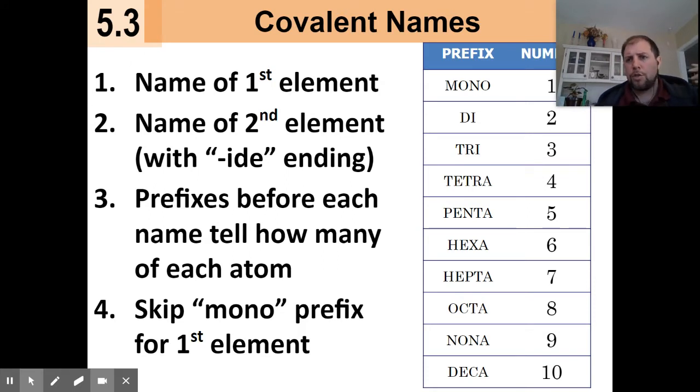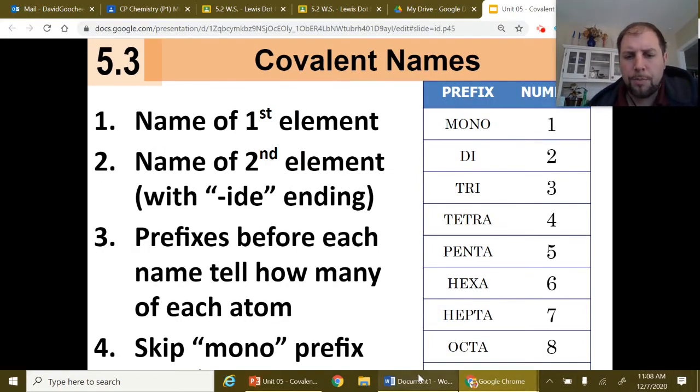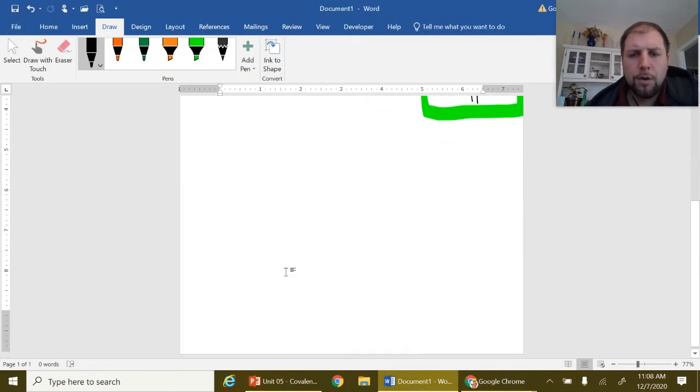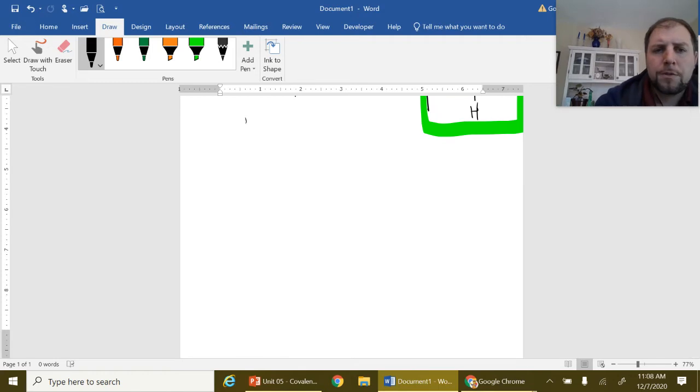So let's do a quick sample. Okay, so here's a common one. I will just do it on a separate page. Here we go. Okay, CO2. You might know this one already. You know it's carbon dioxide.